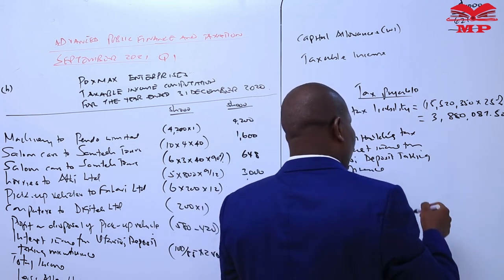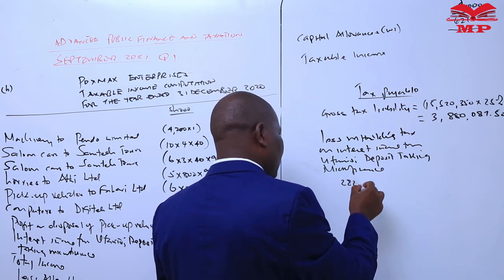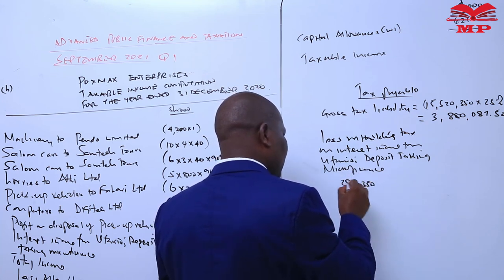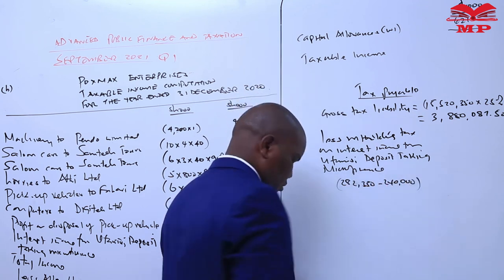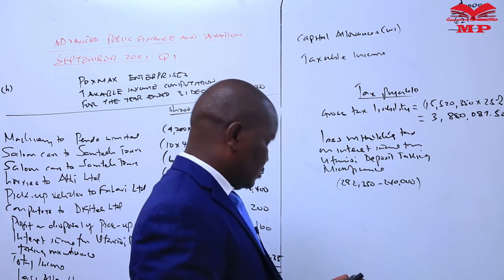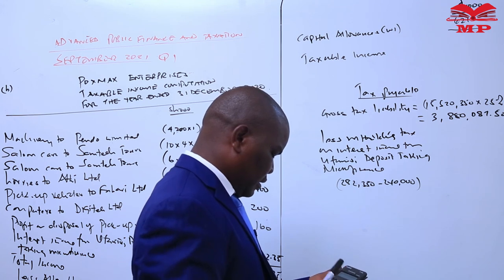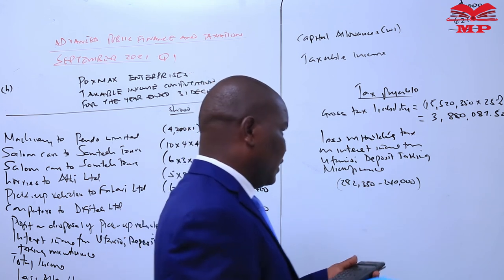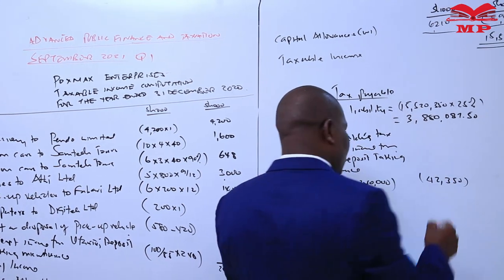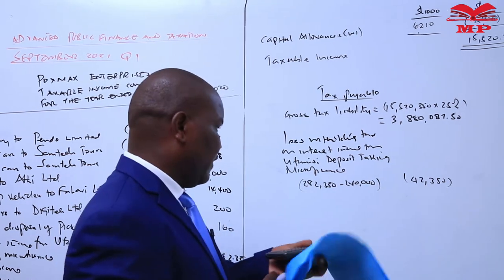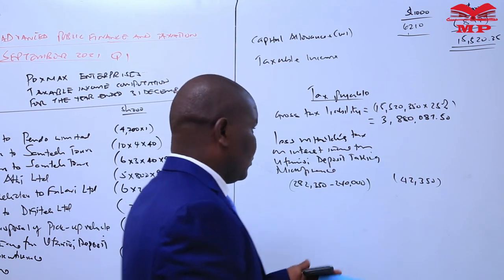We have two ways of doing it. You can simply do it as 282,350 less the net amount given of 240,000. That should be 282,350 minus 240,000 should be 42,350. Or you can simply work out 15% of the 282,350. It should give you the same thing.